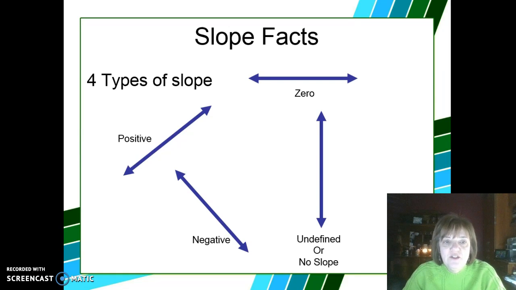So I just want to remind you that we have four types of slope, and you guys seem to do very well with that. Knowing that a positive slope looks like the one rising like it does, and a negative slope goes in the opposite kind of direction. And then of course we have our zero slope, which is horizontal, and we have undefined or no slope in our vertical. And I want to show you what each of these can look like in an actual equation.